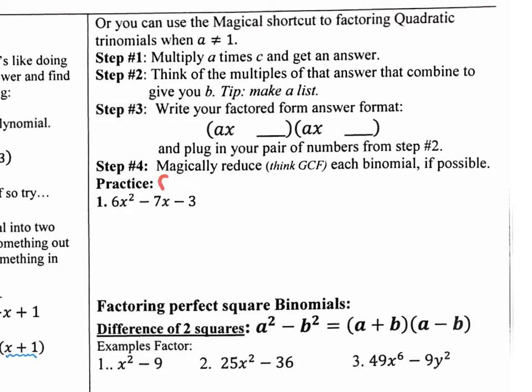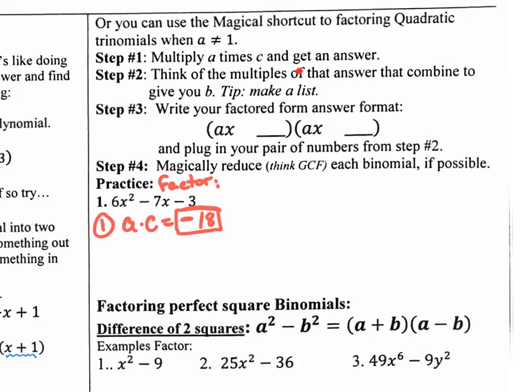And it should say factor. Let's factor 6x squared minus 7x minus 3. So step 1 is to multiply a times c. Everybody do that, please. So what is a times c? Negative 18. That is your answer for step 1.